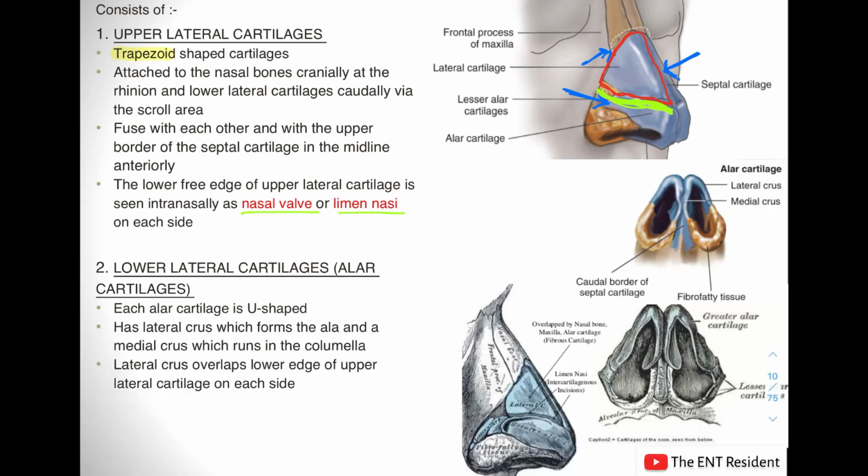Next is the lower lateral cartilage, which we also sometimes call the alar cartilages. Now this particular cartilage, you will see in the picture here, it is U-shaped. You can see here, this is completely U-shaped. Therefore, what we can see from the picture is that it has a lateral crus and a medial crus. So the lateral crus is helping in forming the ala, whereas the medial crus is running in the columella. And the lateral crus overlaps the lower edge of the upper lateral cartilage on each side, as I already told you earlier. So these are the upper and the lower lateral cartilage.